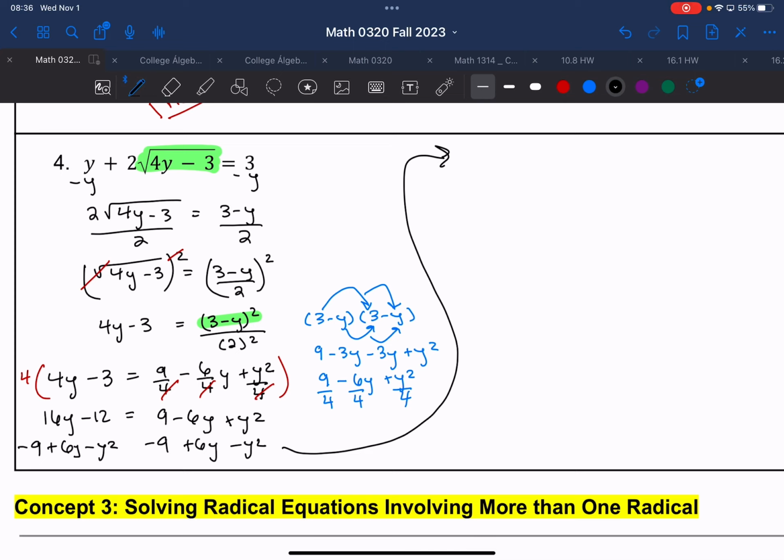Okay, so when I do that, my only like terms here are that 16y and that positive 6y, and that negative 12 and negative 9. So that means I have negative y squared. Now I'm going to add the like terms that have my y's. So what's 16y plus 6y? 22y. And then negative 12 plus negative 9 is what? Negative 21, equal to 0.